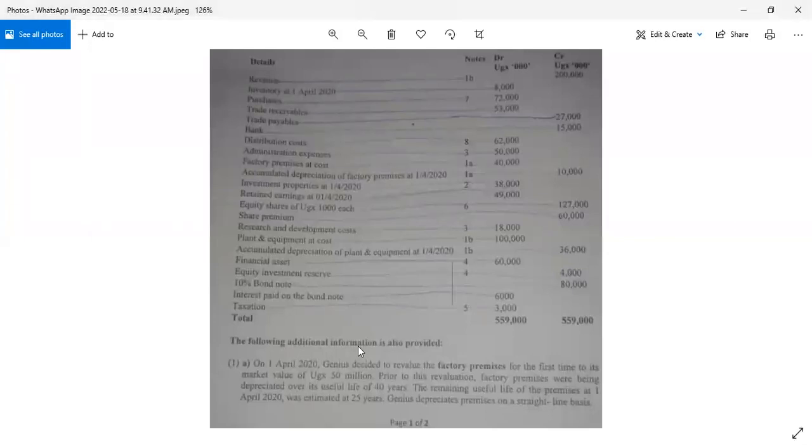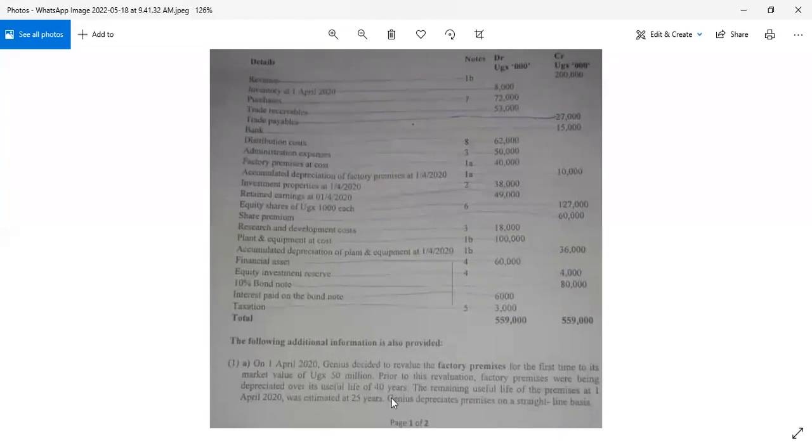I was saying prior to this revaluation, factory premises were being depreciated over its useful life of 40 years. They're saying that the remaining useful life of the premises at the beginning of the year was estimated at 25. Meaning that when they revalued, even the useful life of the factory was also revalued. It was 40 before revaluation, but after revaluation, it's actually 25. So we revalue based on the new evaluation.